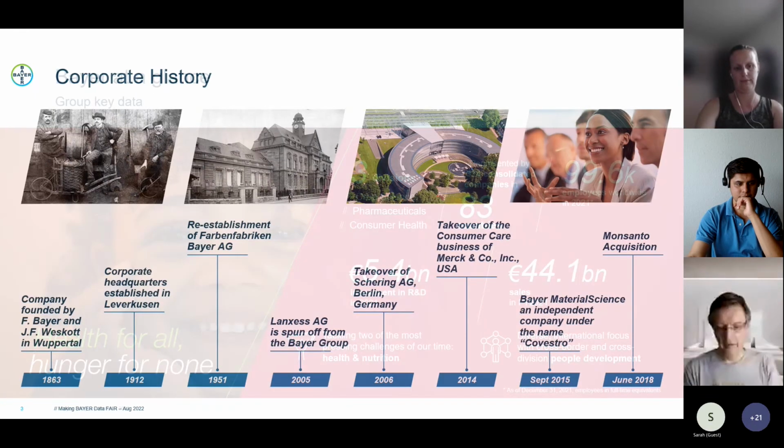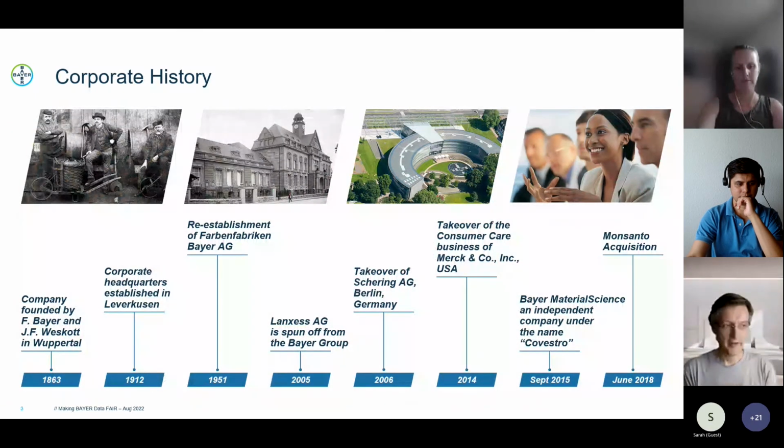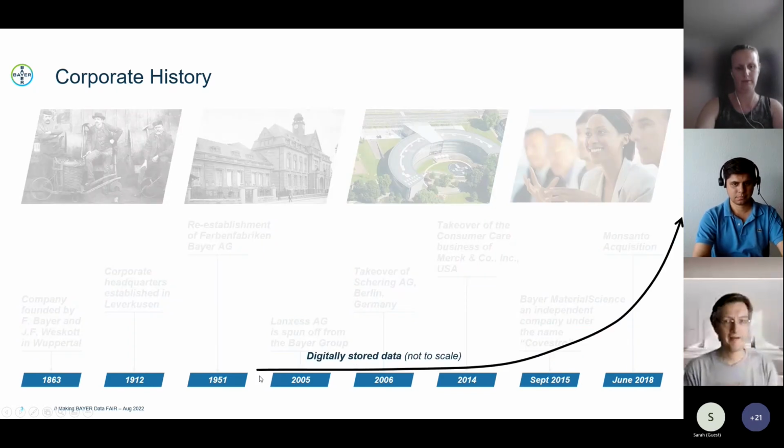And when we look at the history of Bayer, I won't go through all of that, but just saying we have products that have been on the market for more than 100 years. And we started to produce data somewhere between 1951 and 2005. And when you look at that, I mean, Arne had that graph in a bit more detail, naturally, but data is growing exponentially. And data in a company like Bayer is also growing exponentially.